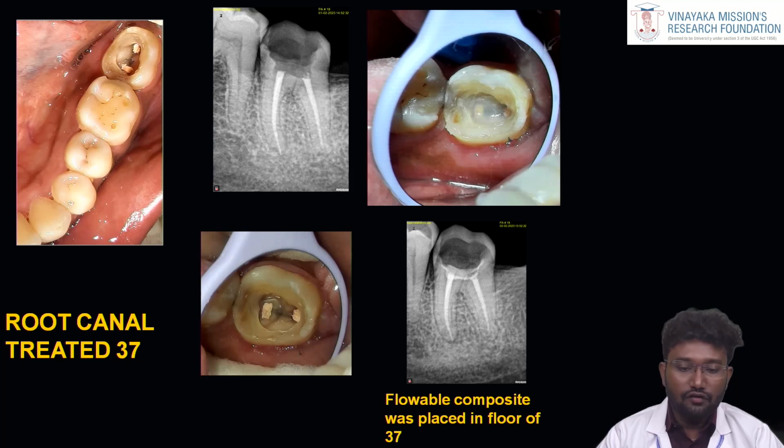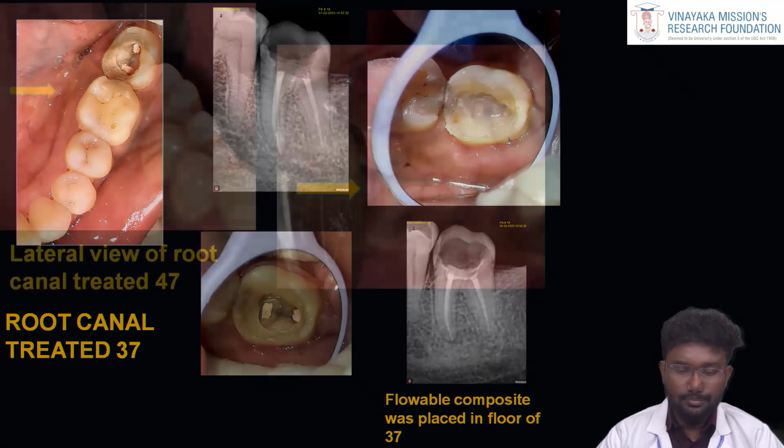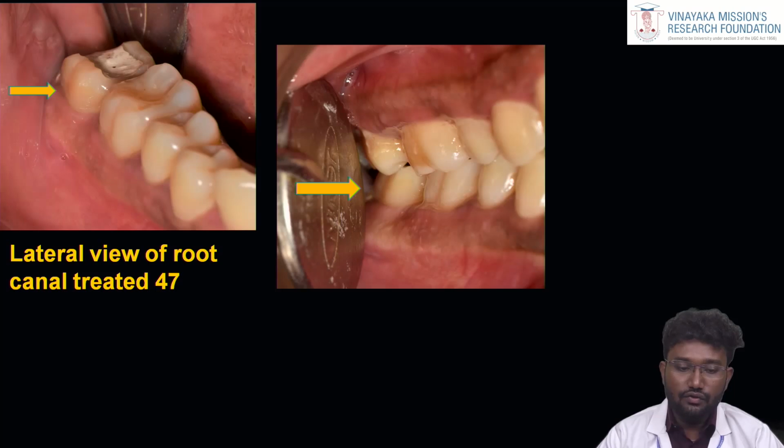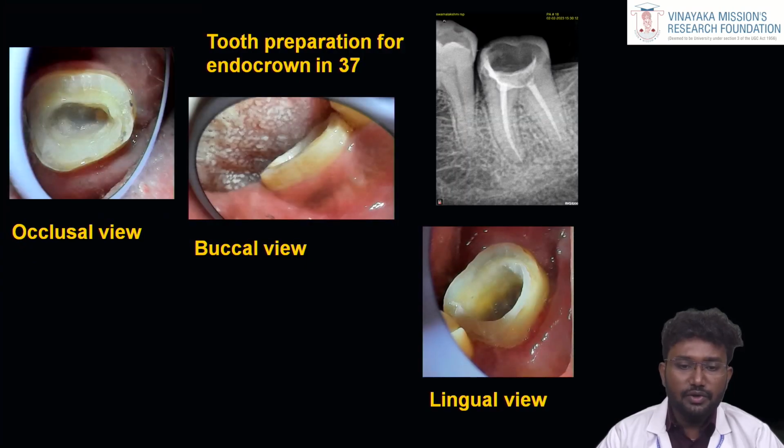After that, the floor of the pulp chamber was filled with a layer of flowable composite to obtain a smooth wall and to seal the gutta percha. Next, this is the lateral view of 4-7. Next, the tooth preparation for the endocrown in 3-7 has been done.